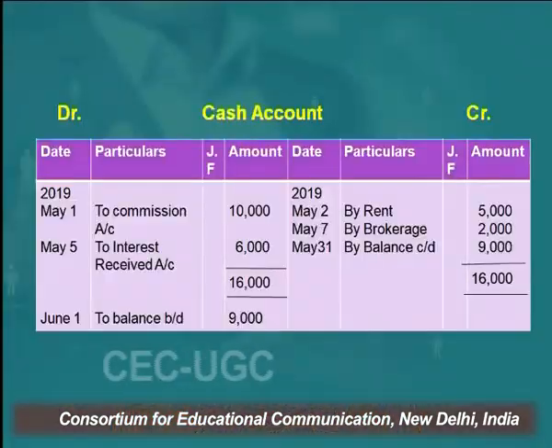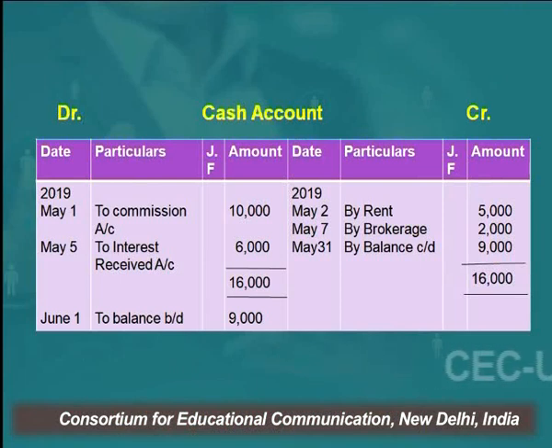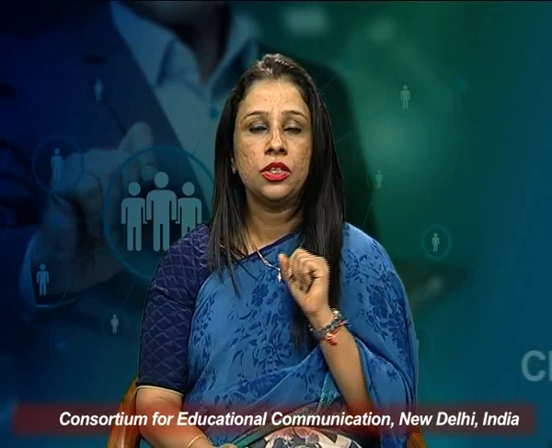Then after passing the journal entry, the next step is ledger posting. After the preparation of the ledger, that is cash account and all the concerned accounts, we have to balance them. As you can see, the cash account is showing a balancing figure of rupees 9,000. Always remember that balancing is done at the end of the month only. So we have written by balance c/d showing 9,000.